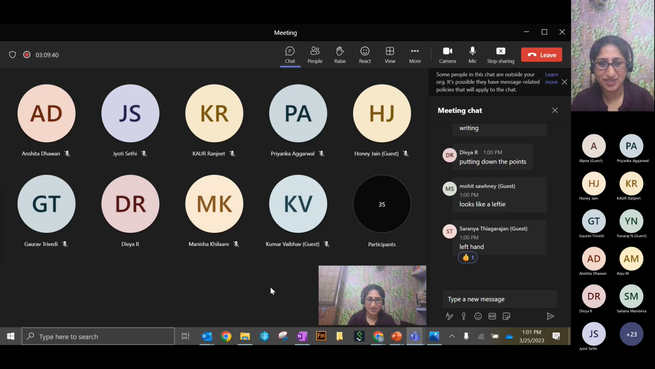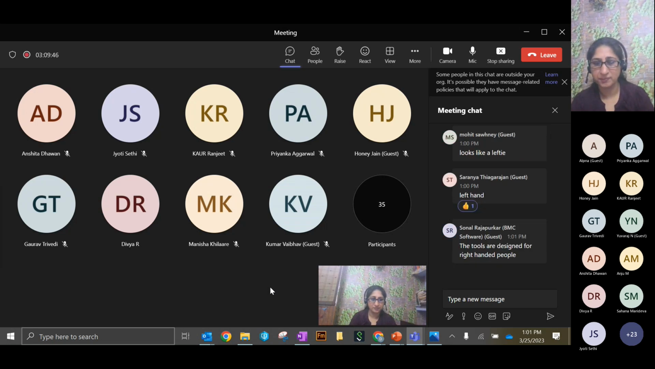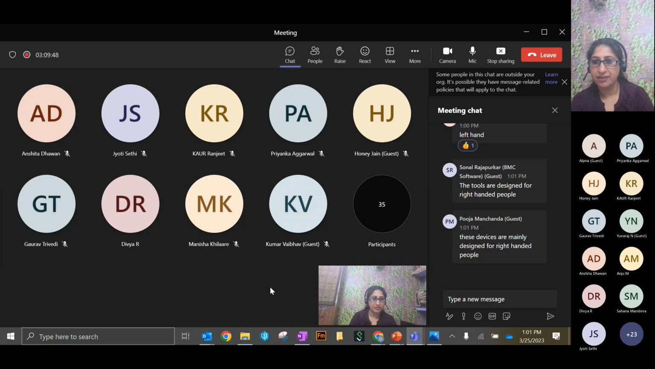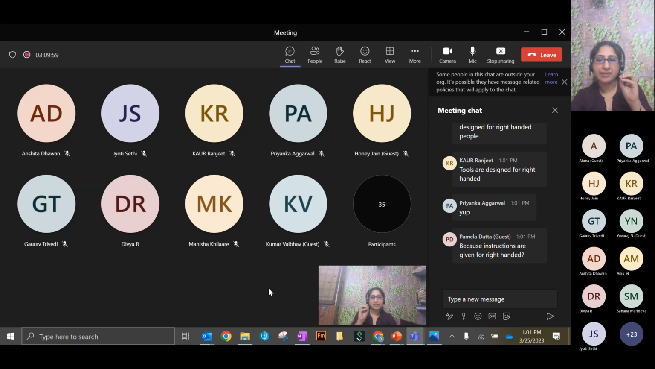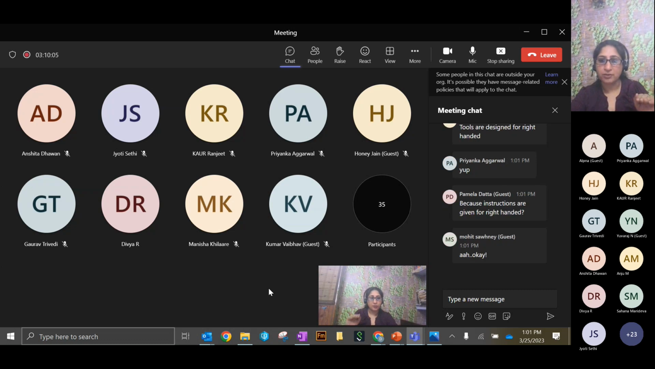Let me break the suspense. Most of these tools or gadgets are not tested for left-handed people. Yes, that's correct, Pooja. These devices are mainly tested for right-handed people. That corner case is completely missed. Those kinds of learner disasters or user disasters or corner cases are totally ignored.